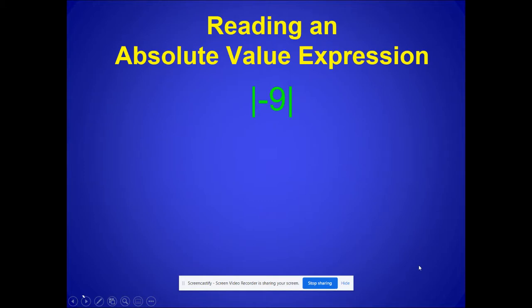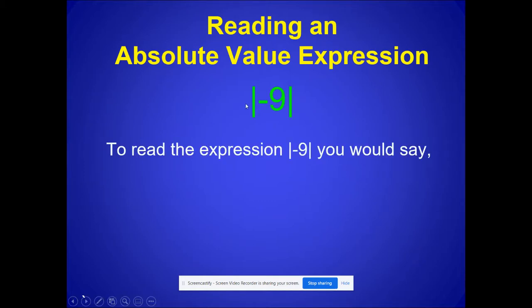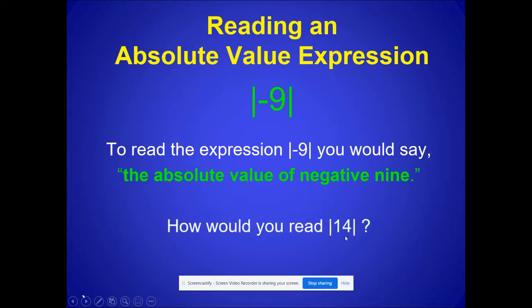The way we read absolute value is we would look at this expression and we would say the absolute value of -9. Anytime you see these bars, you say the absolute value of and whatever number is inside the bars. We would read this number, the absolute value of 14.